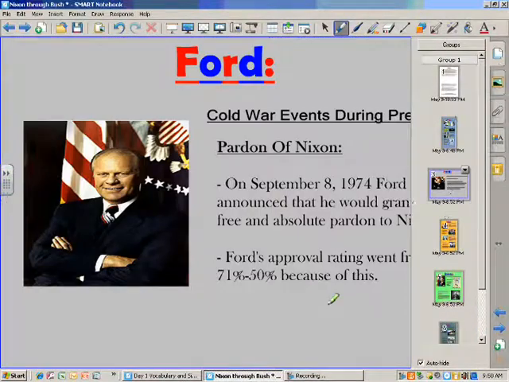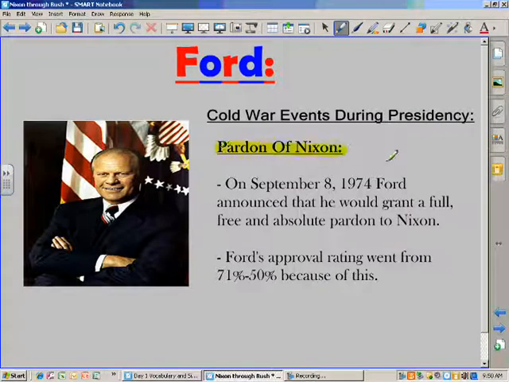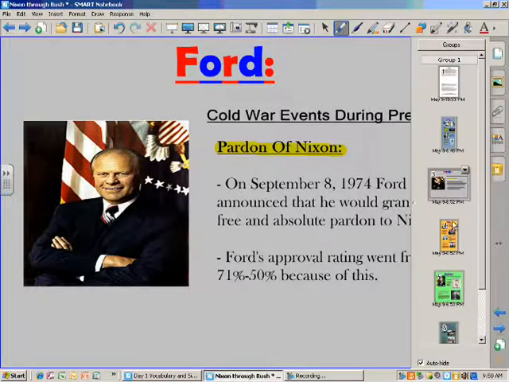So the one thing that we need to focus on with the Cold War during the presidency of Ford is that he pardoned Nixon. On September 8th, 1974, Ford announced that he would grant a full, free, and absolute pardon to President Nixon. His approval rating then went from 71% to 50% because of this. So many people hated Nixon for the Watergate scandal.